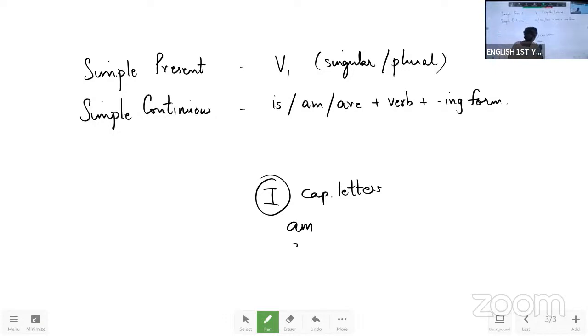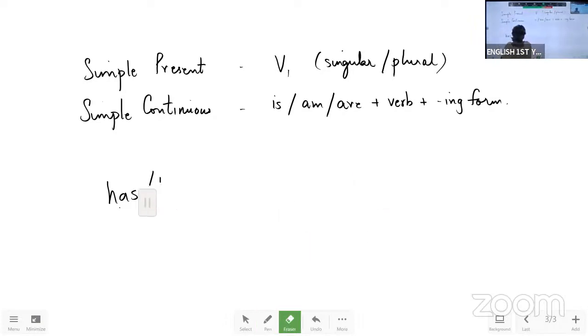With I, you use the word shall. I shall go home. Has is singular. Have is plural. But with I, you don't use has. You use the plural form. I have some work to do. You don't say I has some work to do. So I in every way is unique.